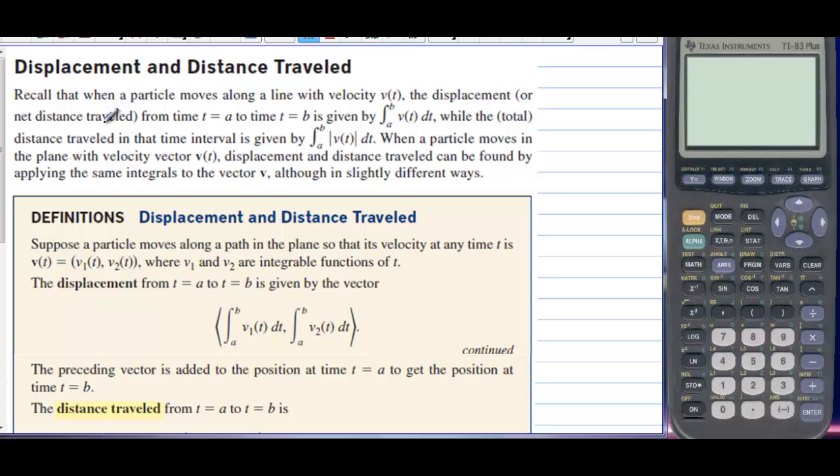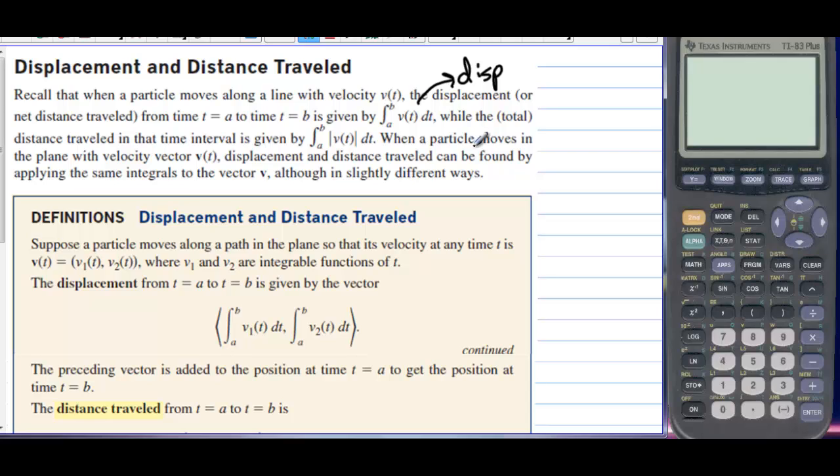This is section 10.2. We have displacement and distance traveled. Recall that when a particle moves along a line with velocity v of t, the displacement or net distance traveled from time t equals a to t equals b is given by the integral of the velocity. What this is saying is when you take the integral of velocity, you are finding the displacement. You're not finding the position.